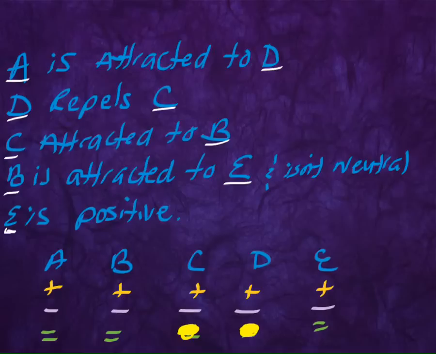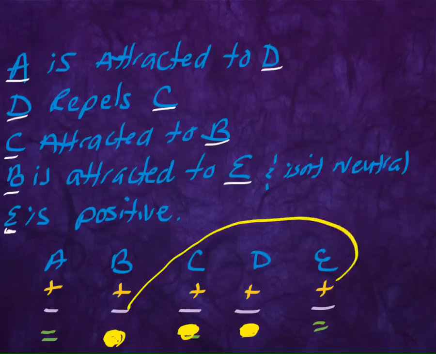B is attracted to E and is not neutral. So that tells us something. We know that B is not neutral, but it says it's attracted to E, which means it could either be attracted to this positive or the neutral. All right, so that's not going to help us.